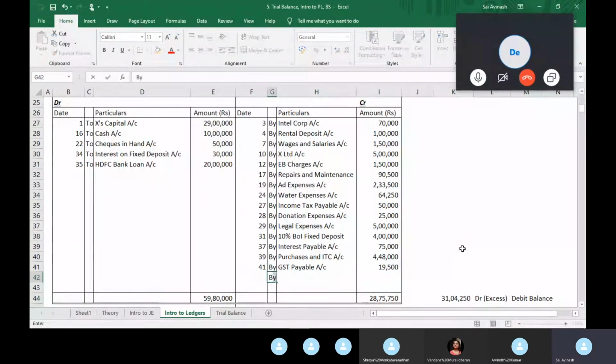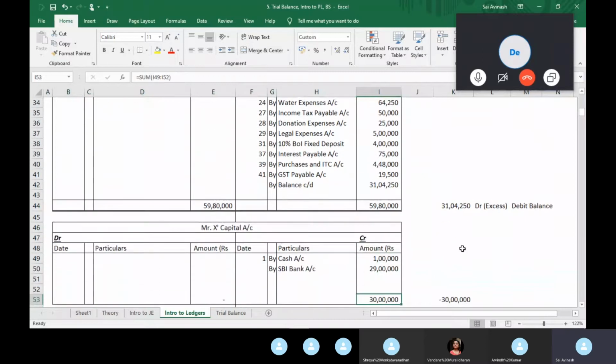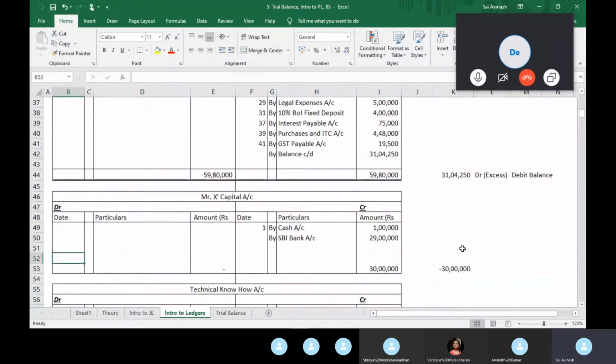Okay. So how does it happen? By balance carried down 28 lakh. Sorry, that's the amount here minus the sum of all these numbers, right? So the closing balance, so basically the bank balance I have after getting all this money and after spending all these amounts, is 31.04 lakhs. Okay. So this way, what you should do is you should go about and balance every account.